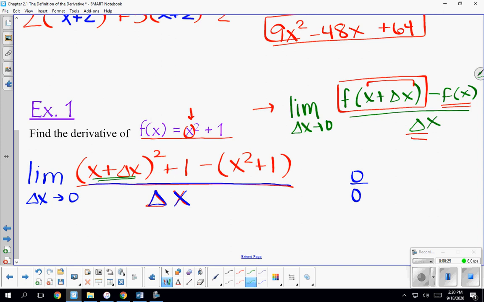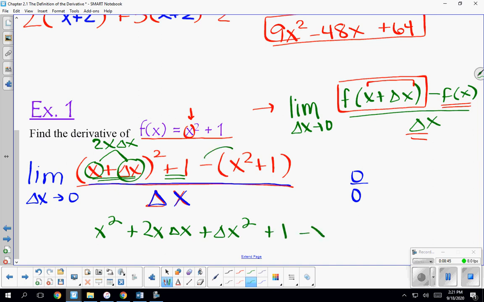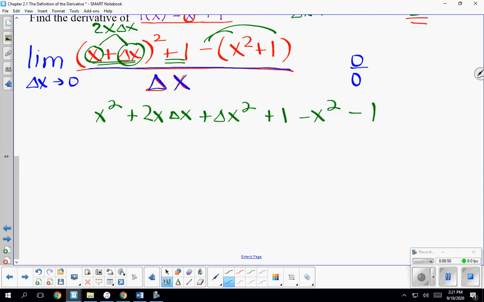We're going to use the shortcut. We're going to square the first guy. We're going to square the last term. We're going to multiply the two together, and then we're going to double that. So the center will get 2x delta x. And don't forget, we still have plus 1. And then we still have minus x squared, and we still have minus 1. If we continue to simplify, we see that x squareds cancel, the 1's cancel, and we're left with 2x delta x plus delta x squared, all divided by delta x.